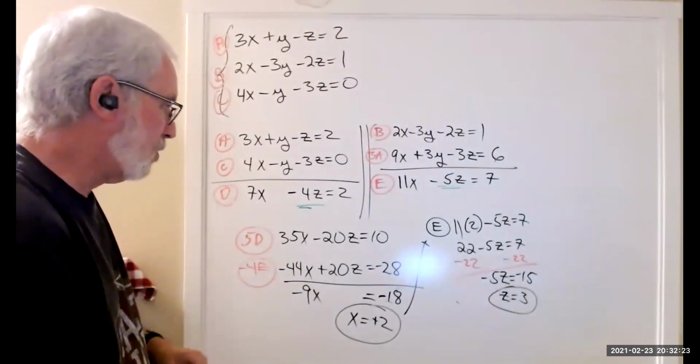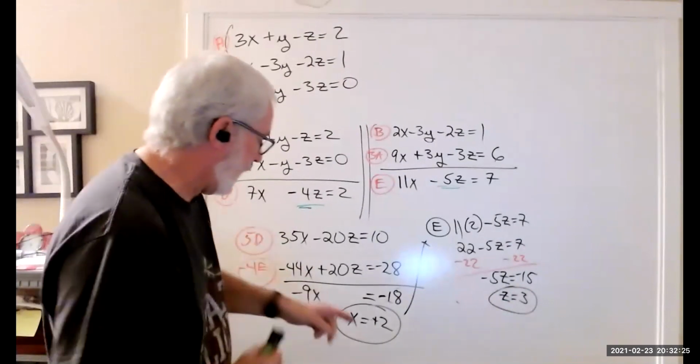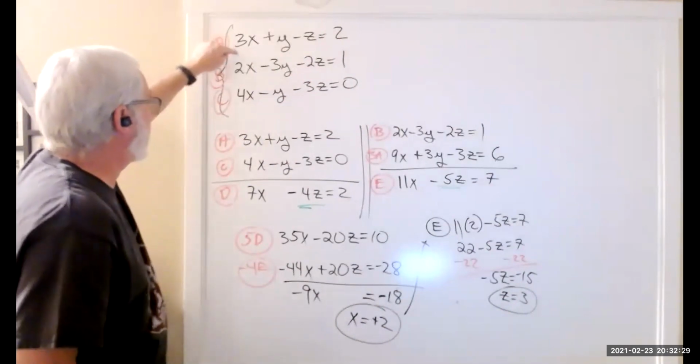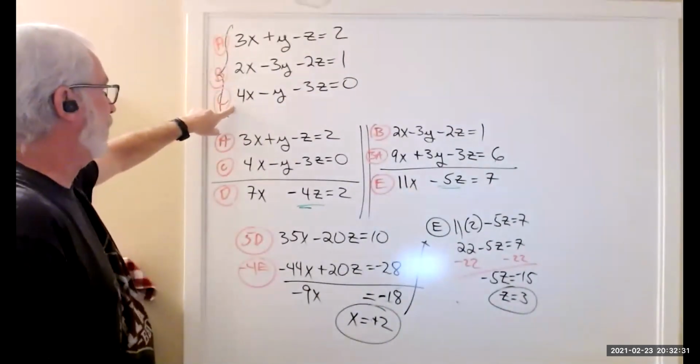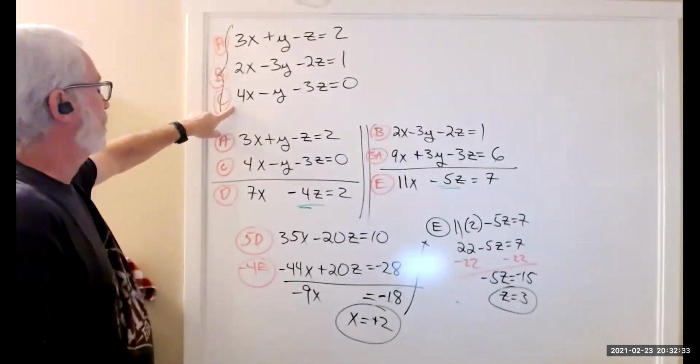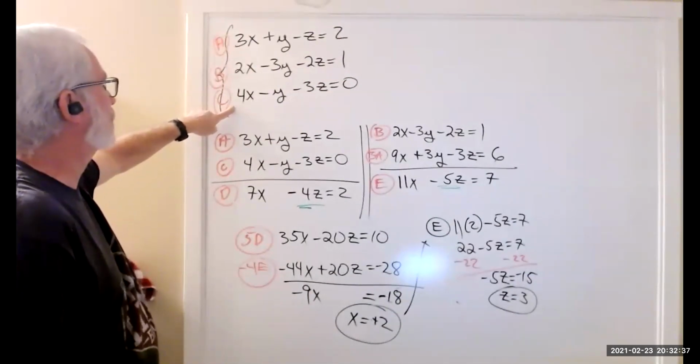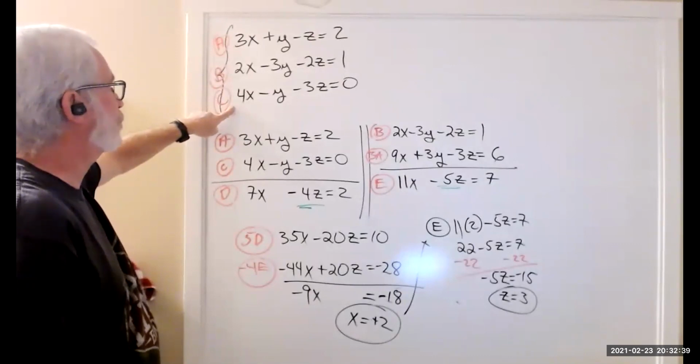So now I have x and z. So now I can plug it into A, B, or C. Take your pick. Oh, which one? I don't see an advantage.